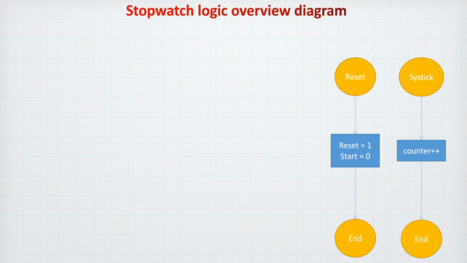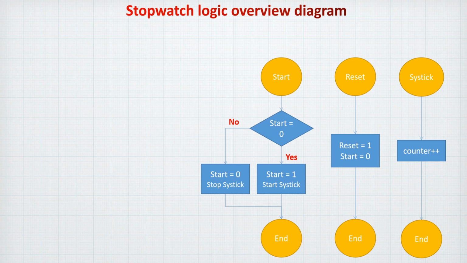Each time we click on the reset, we activate one variable called reset, which will take our program to a reset mode, and start is 0, meaning there's nothing else. Finally, we have this start stop button, which I named start as the variable. If start is 0, meaning we are stopped, then we put start equal to 1 and start the Systick that will start the counter.